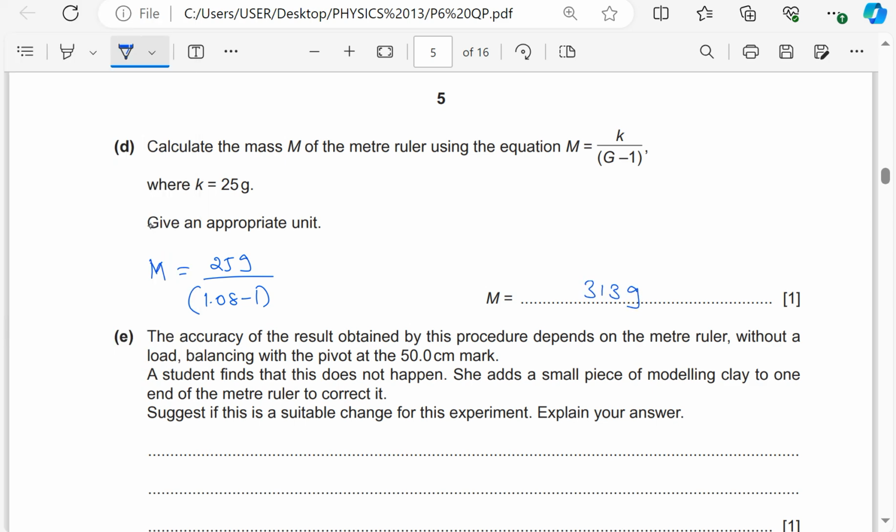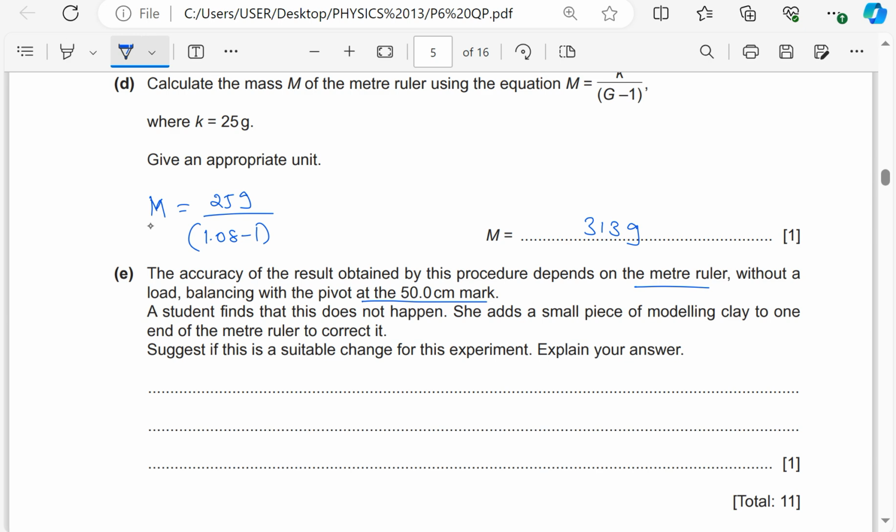Then the accuracy of the result obtained by this procedure depends on the meter rule without a load balancing with the pivot at the 50 centimeter mark. A student finds that this does not happen. She adds a small piece of modeling clay to one end of the meter rule to correct it. In other words, she's adding a small piece to ensure that the meter rule balances at the 50 centimeter mark. Suggest if this is a suitable change for this experiment.